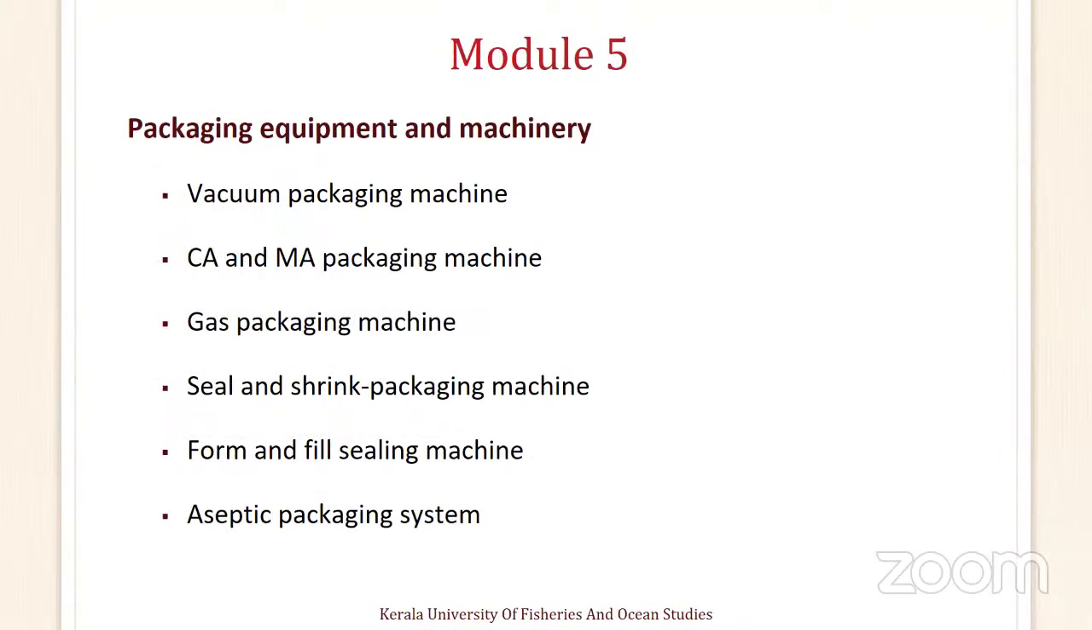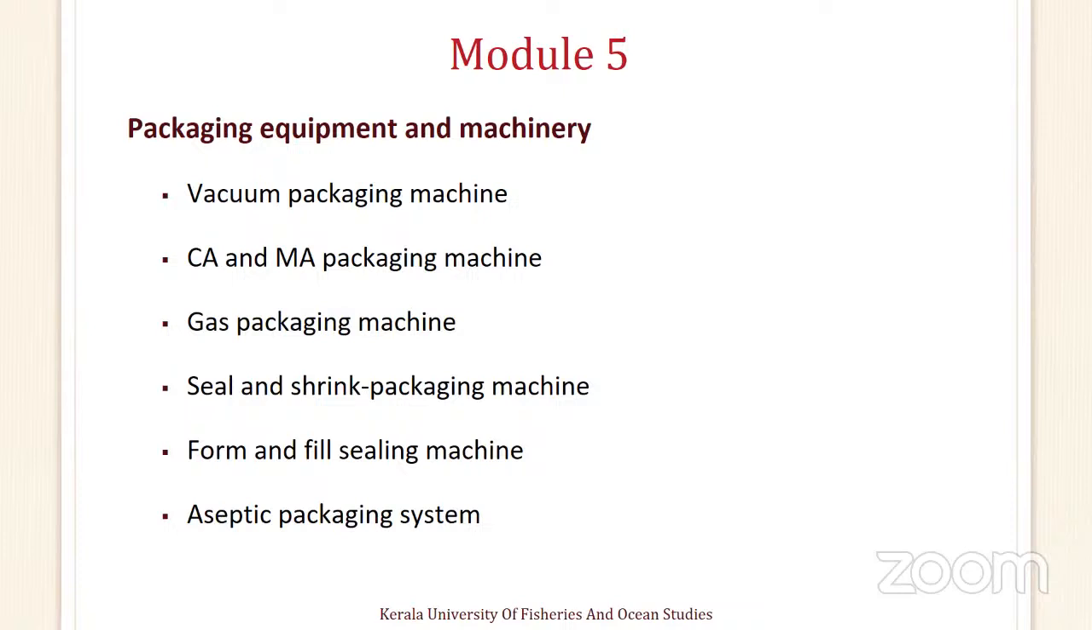We talked about different equipments in 2 weeks. We took a fairly lot of time on that, where we talked about equipments for vacuum packaging, CA and MA packaging. CA is the controlled atmospheric and the modified atmospheric packages. What are the equipments that you use for that? And similarly for gas packaging.